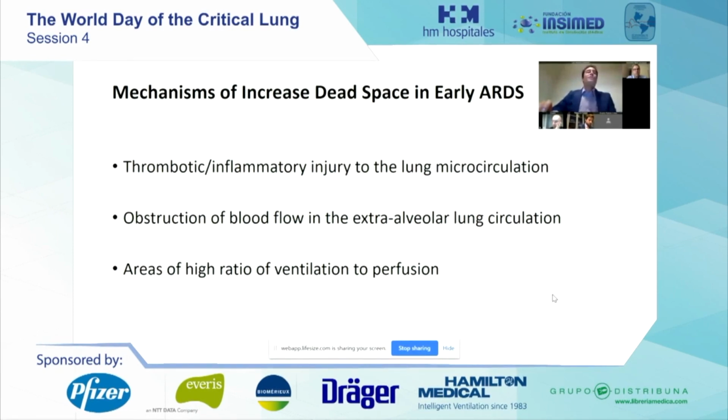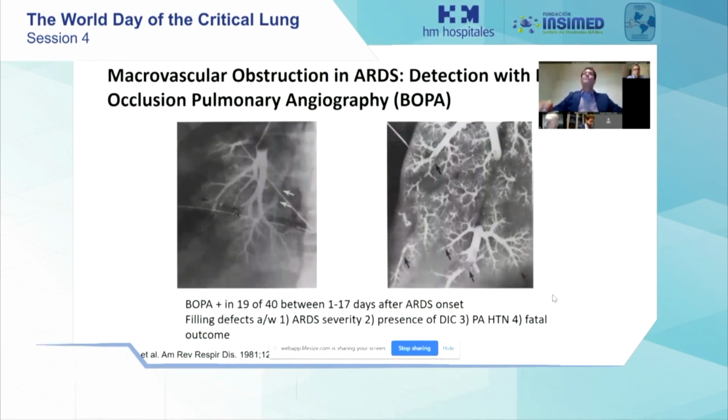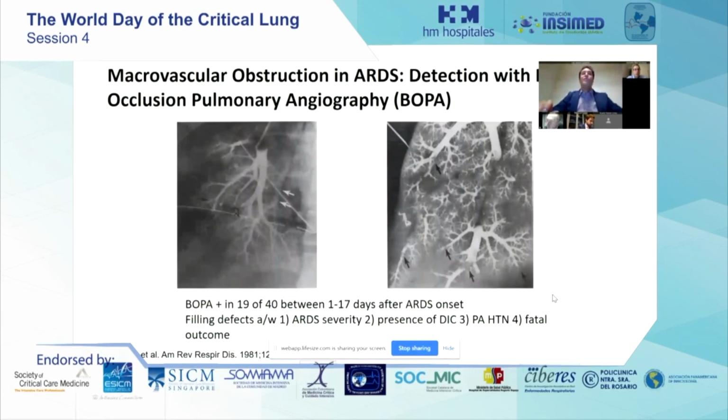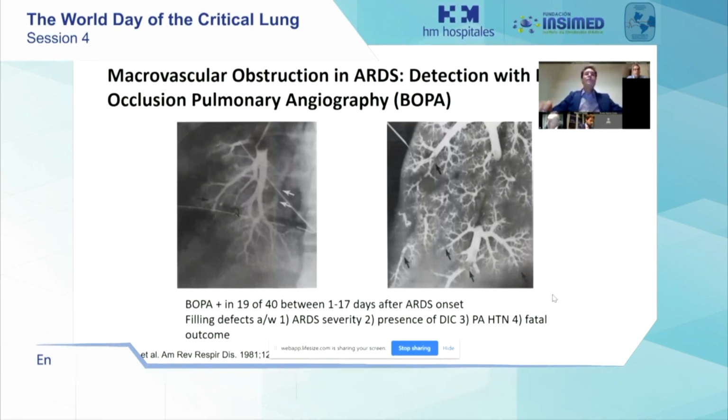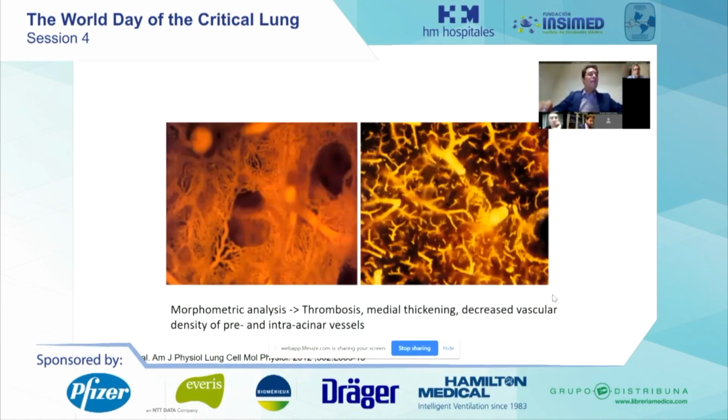More than 30 years ago, Zapol and colleagues identified, by doing angiograms to study the lung microcirculation, areas of vascular obstruction in many patients with ARDS, as shown here with the arrowheads in both angiograms. These filling defects were associated with severity of ARDS, pulmonary hypertension, and poor outcome. This group also did more studies of patients who died from ARDS and found obliteration of a lot of lung capillaries with thrombosis, media thickening, and decreased vascular density.